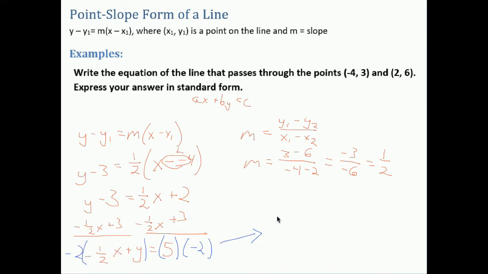We distribute this, which gives us x minus 2y equals negative 10. So again, the reason we multiplied by that negative 2 is because we prefer not to have fractions, and we prefer for x to be positive. And so that is our answer.